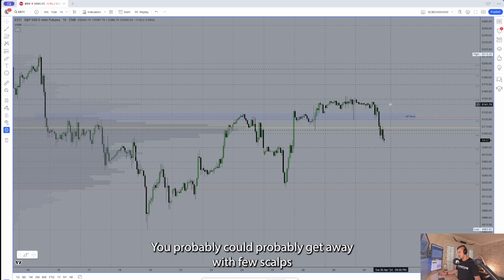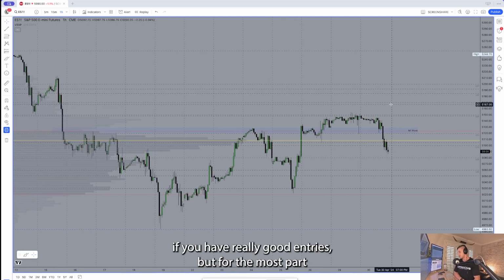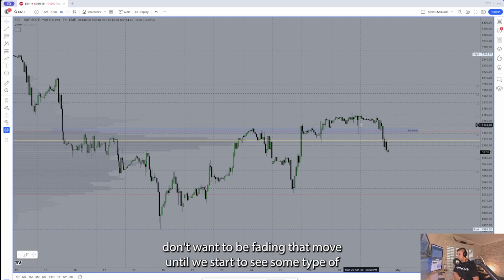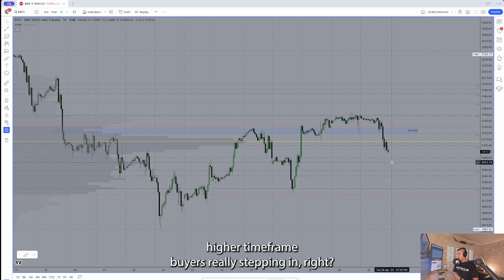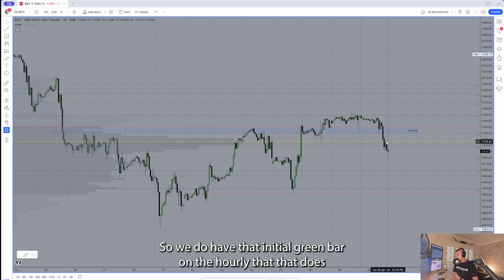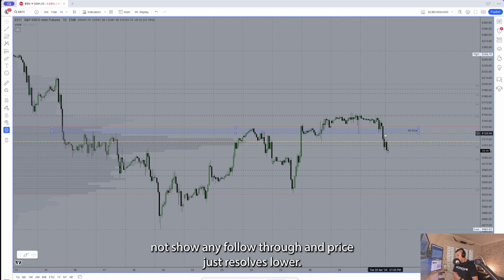You probably get away with a few scalps if you have really good entries, but for the most part, you don't want to be fading that move until we start to see some type of higher time frame buyers really stepping in, right? So we do have that initial green bar on the hourly that does not show any follow through, and price just resolves lower.